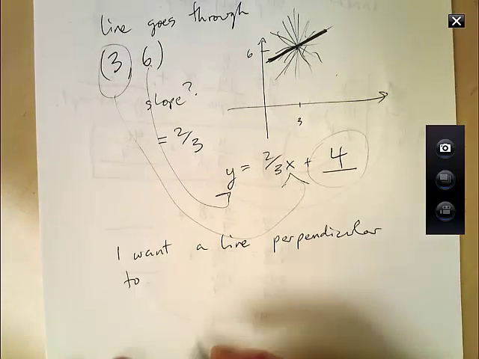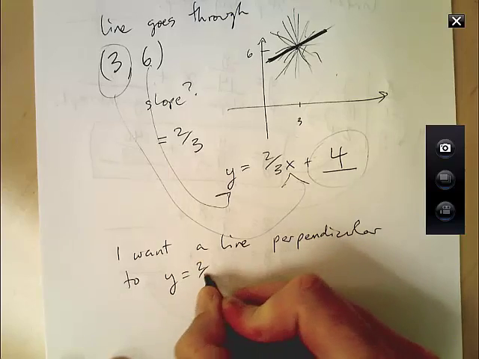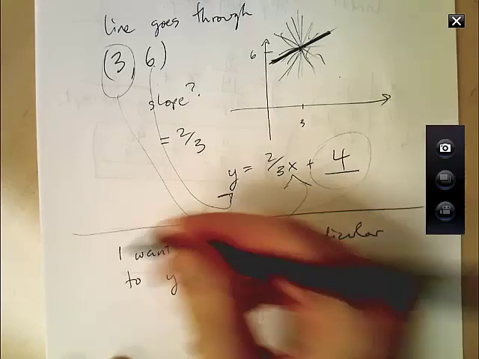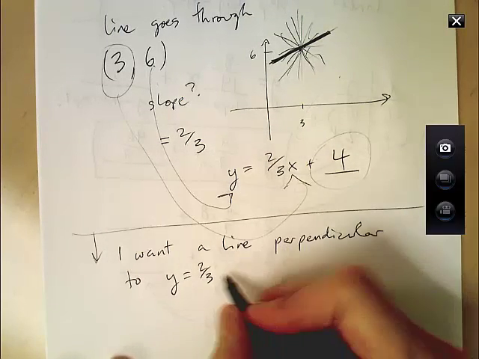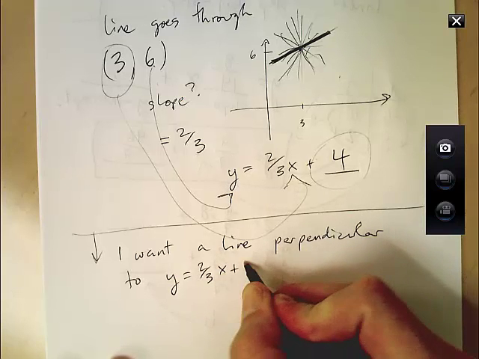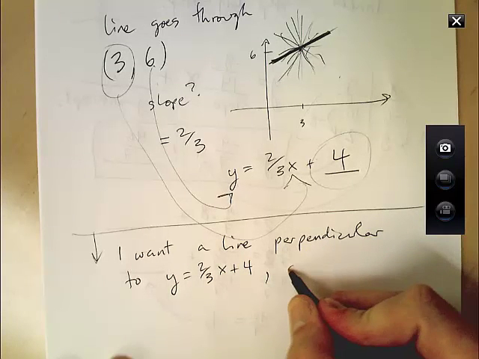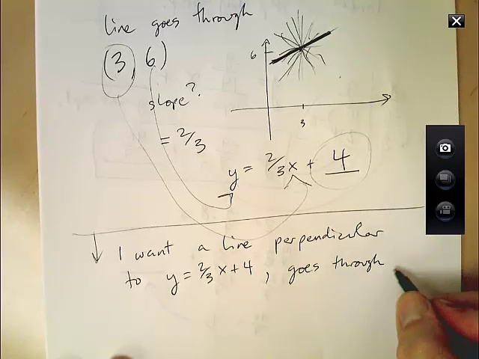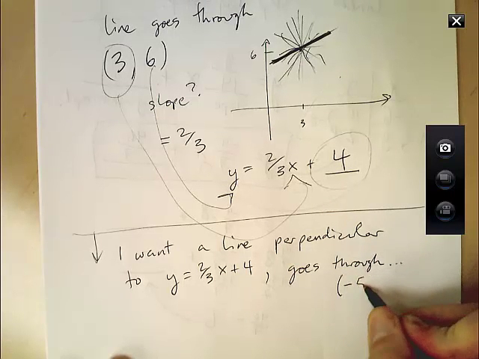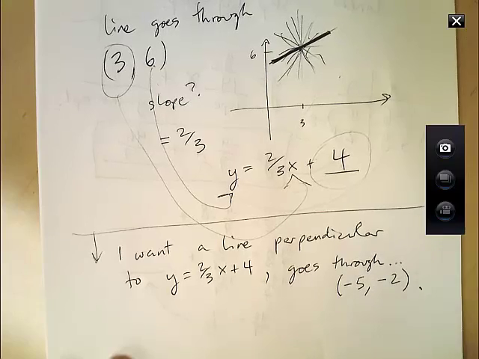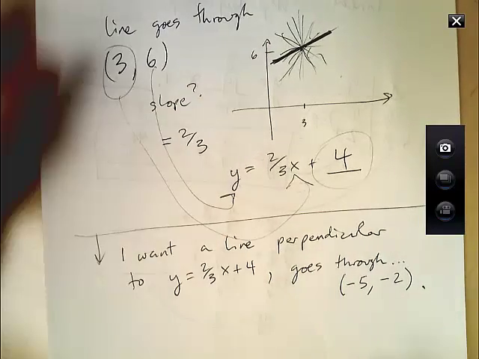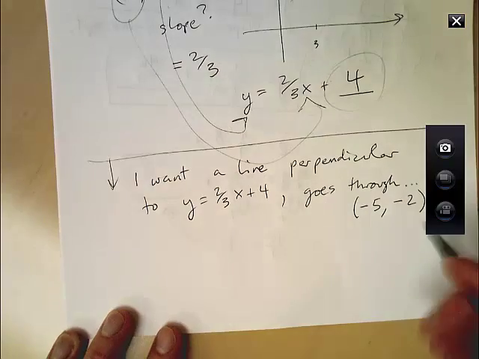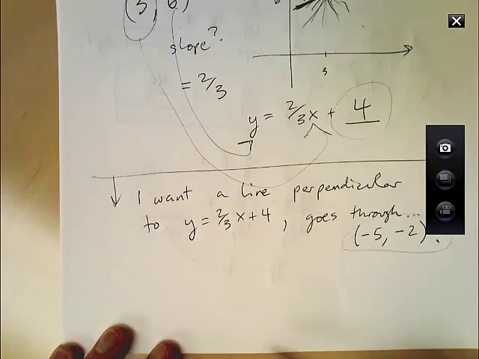So let's say I want a line perpendicular to, so that's one problem. Here's another problem. I want a line perpendicular to y equals 2/3 x plus 4, and it goes through, let's pick another point, just wherever, (-5, -2). All right. So we know a point that it goes through.